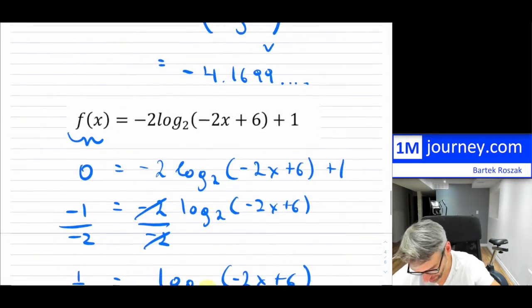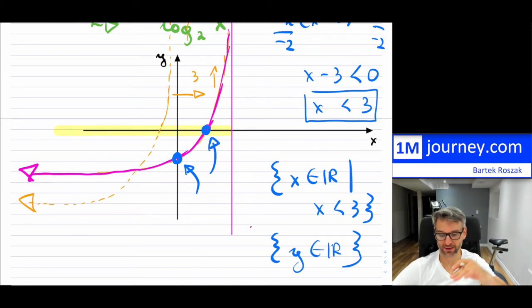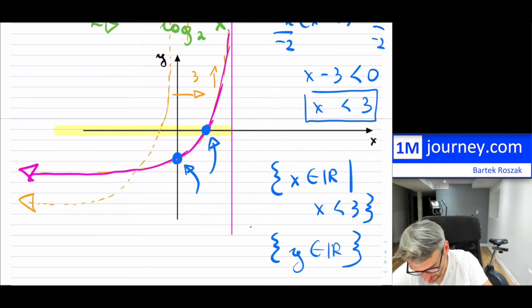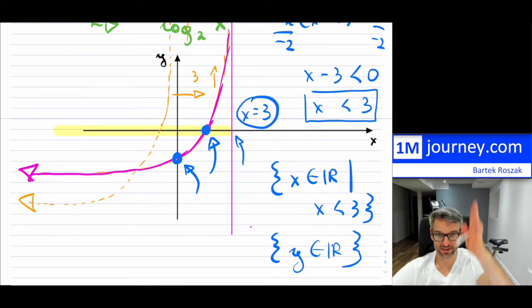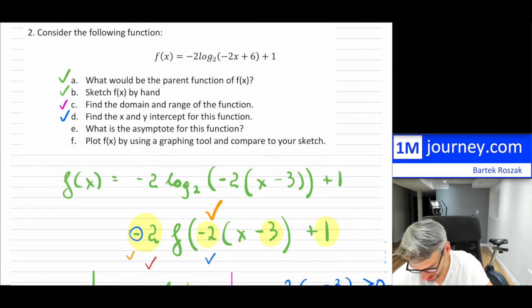So that's this point. Let's go back here. That's this point right there. So it's on the positive side, and then it just kind of blows up and gets closer and closer towards 3. So my asymptote right here happens at x is equal to 3, right? That's the asymptote that it's going to be approaching. So perfect. What is the asymptote? So that's what I just said.